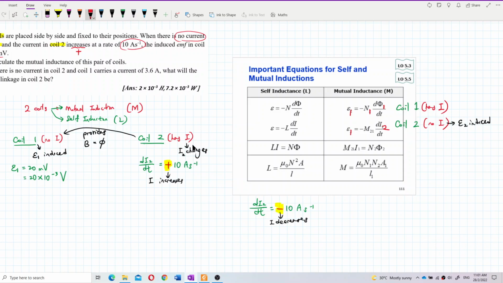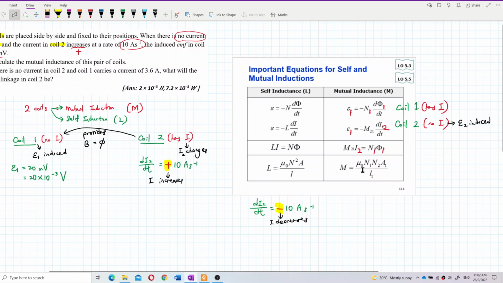Okay, coil 2 has the current, and then coil 1 receives the magnetic flux from coil 2. Just the 1 changes to 2, 2 changes to 1. Everything is opposite like this.